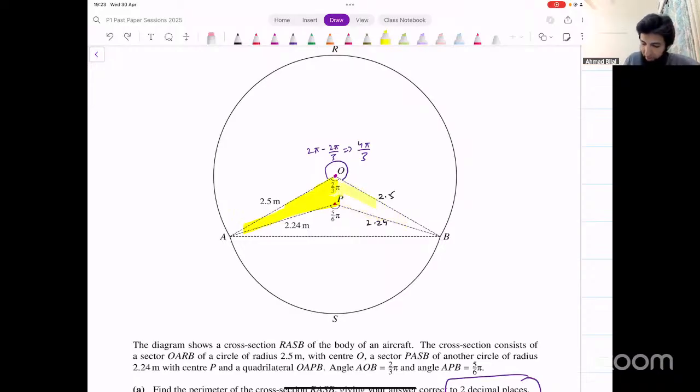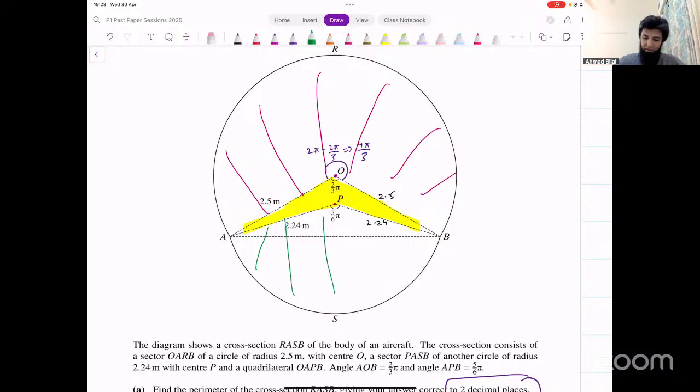right? So that makes it easy for us now in the next part, because once we've got this yellow area, the rest is just this bigger sector here and this smaller sector here. So we just find the areas of these two sectors, add them up to the answer of the previous part, and that will give you the final result, right? So that's what we can do here.